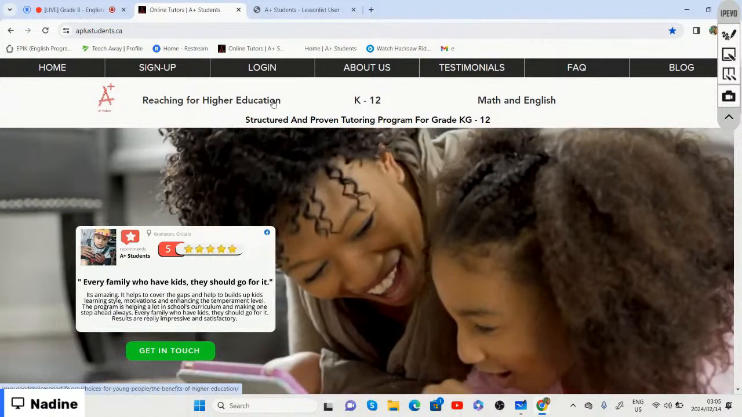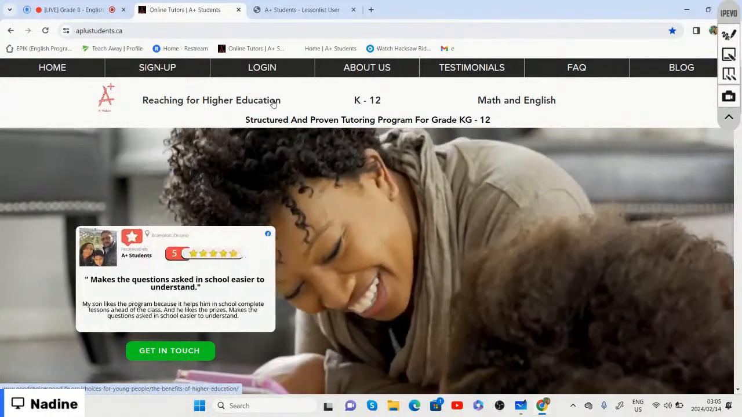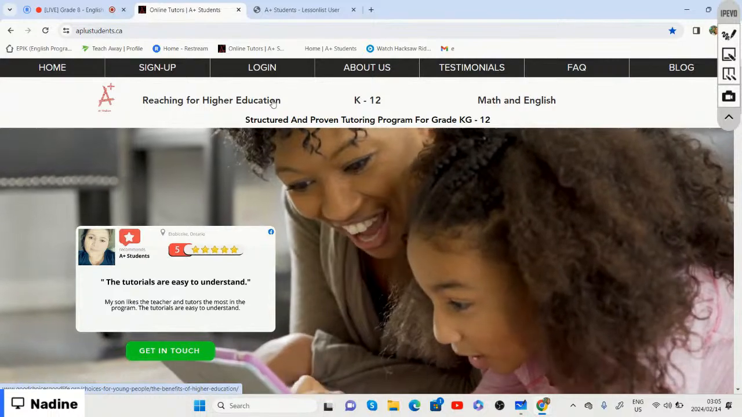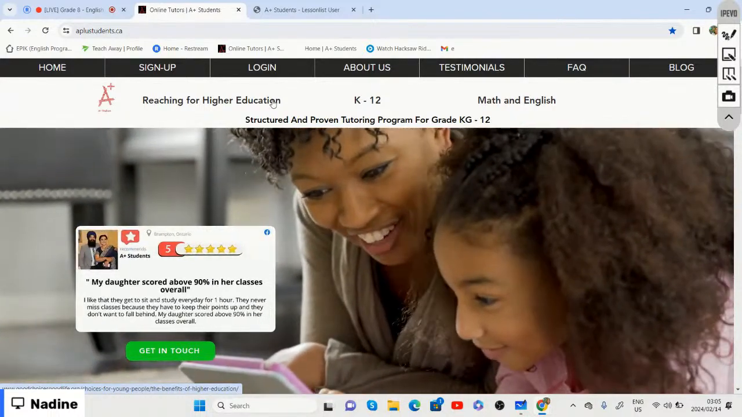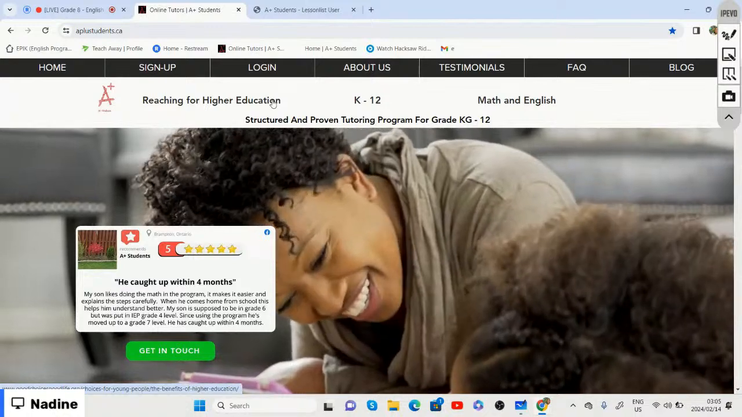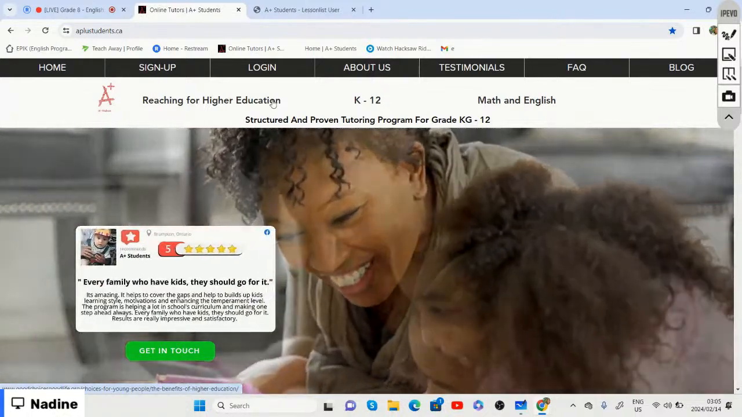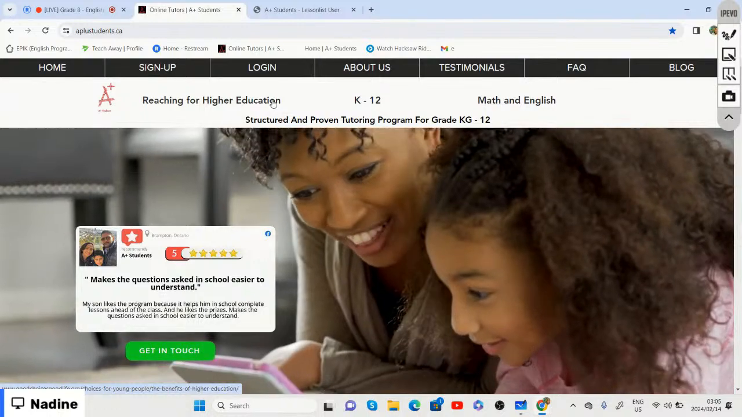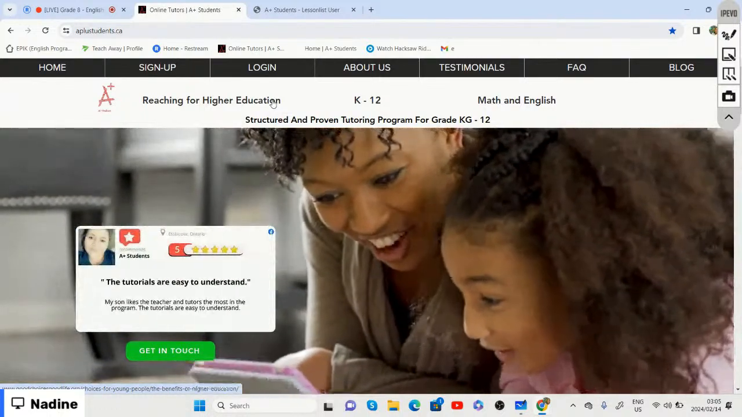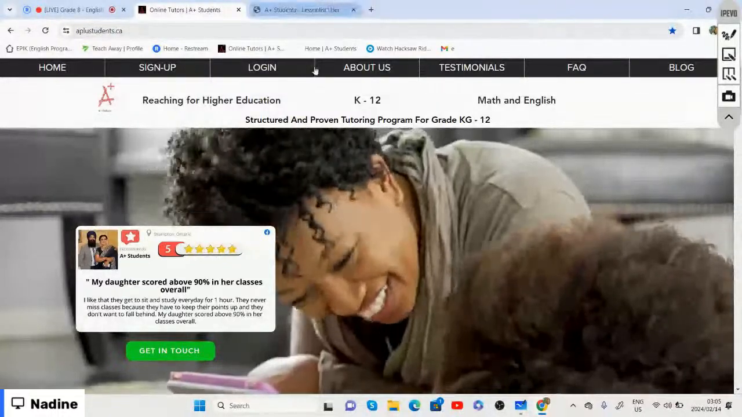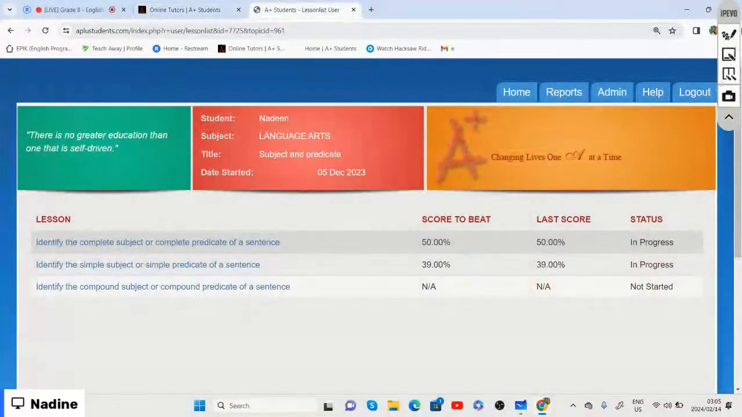So we are doing our grade 8 English lesson on subject and predicate. Before we start, we're logging on to aplusstudents.ca with our username as well as our password. Once we've selected the subject of language arts, grade 8, we're going to scroll down until we get to the chapter on subject and predicate.